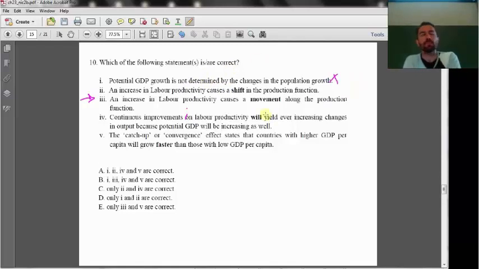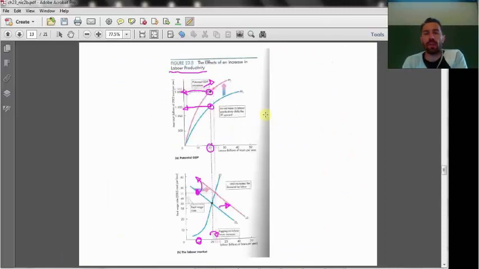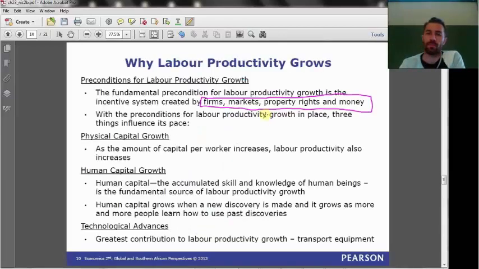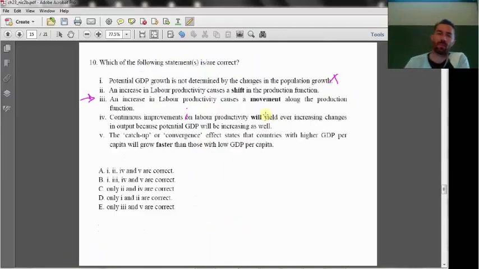Number 2, an increase in productivity, labor productivity, causes a shift in the production function. Okay, we saw that. Increased labor productivity shifts labor demand to the right and shifts the production function upwards. Number 2 is correct.